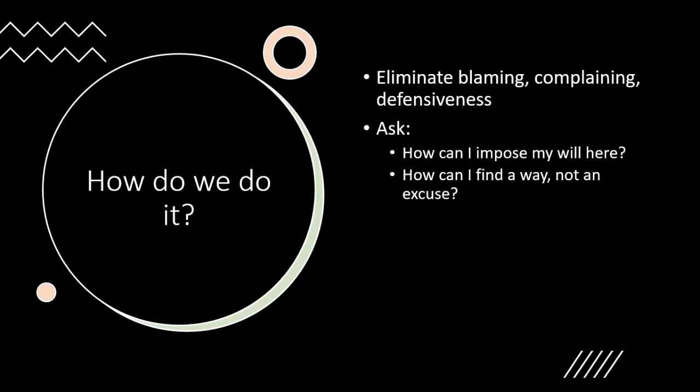And then other questions that you can ask, in terms of not necessarily eliminating something: how can I impose my will here? How can I find a way, not an excuse, in this situation that I've encountered? How can I find a way, not an excuse, given this circumstance? So that was the what, why, and how of high agency, and we'll be doing others in the future.